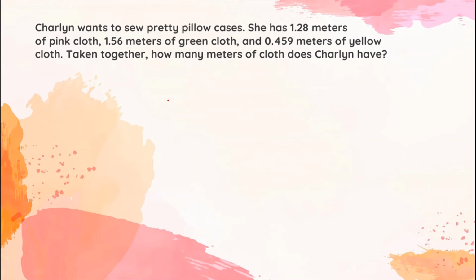So the first measurement is we have 1.28 meters of pink cloth. The next one is we have 1.56 meters of green cloth. And lastly, Clarin has 0.459 meters of yellow cloth. Okay, and then let's find the total.